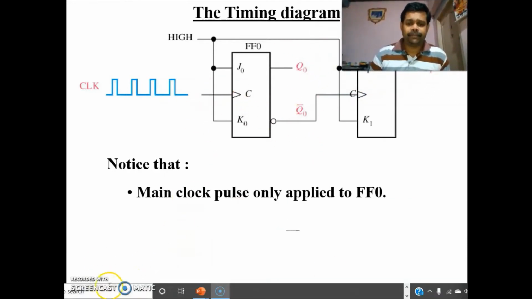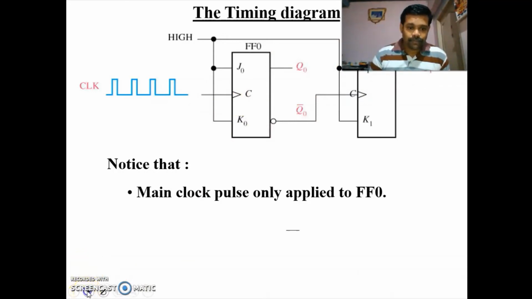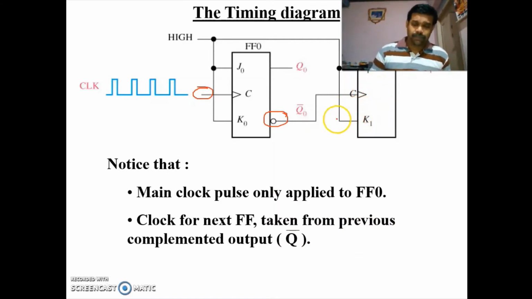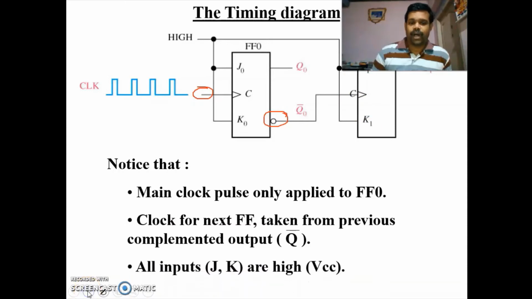So the same diagram. Here you are applying the main clock pulse only to the F0. So already I have explained, you are giving the main clock pulse only to the F0. The clock for the next flip-flop is taken from the previous complemented output. So from here you are giving the clock. So all inputs J and K are made high.